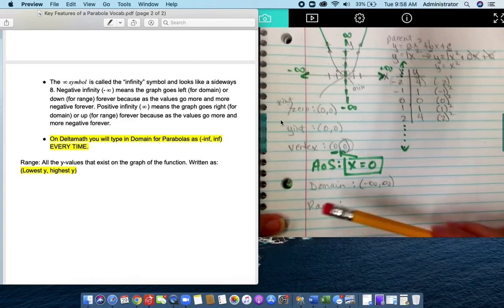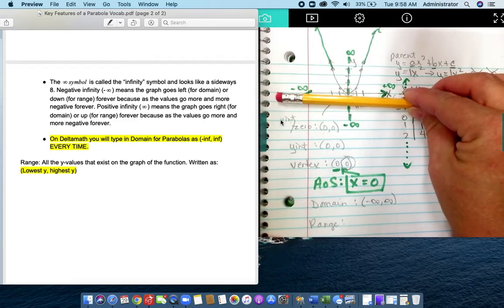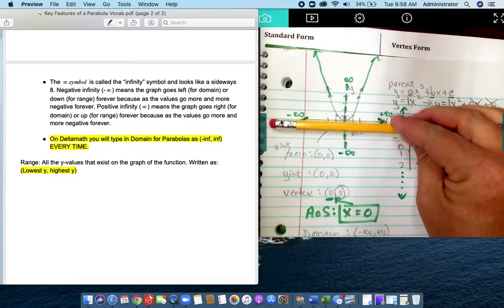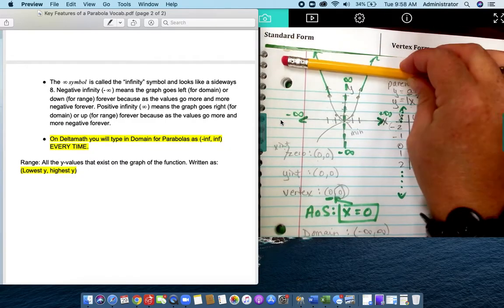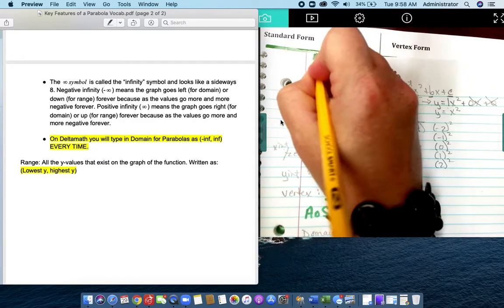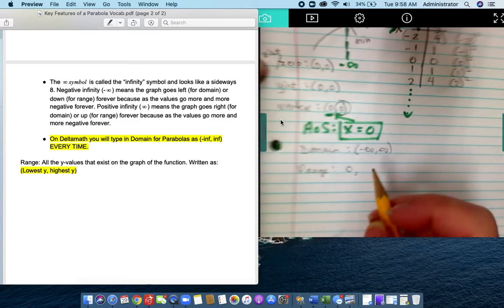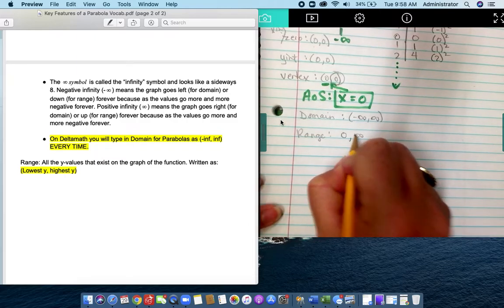So clearly we need another example here, right? So my lowest y is 0, so I'm going to write that on the left because it's my lowest, and I always put lowest number on the left. My highest, well, it goes up forever. Well, what concept means up forever? Infinity. So I'm going to come over here for my range, and it would be 0, infinity.